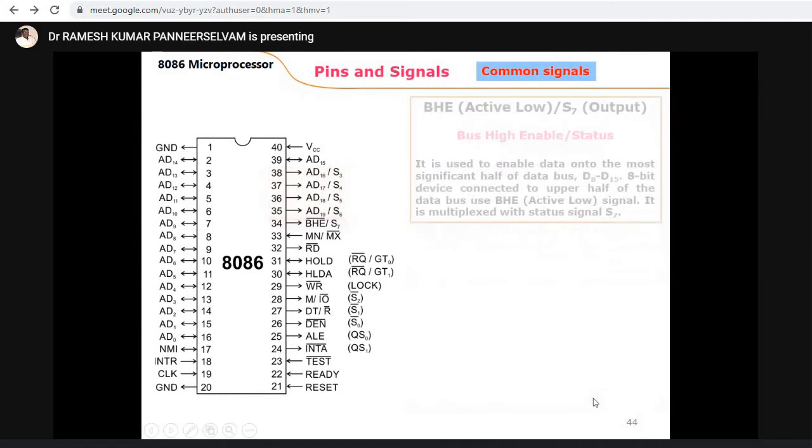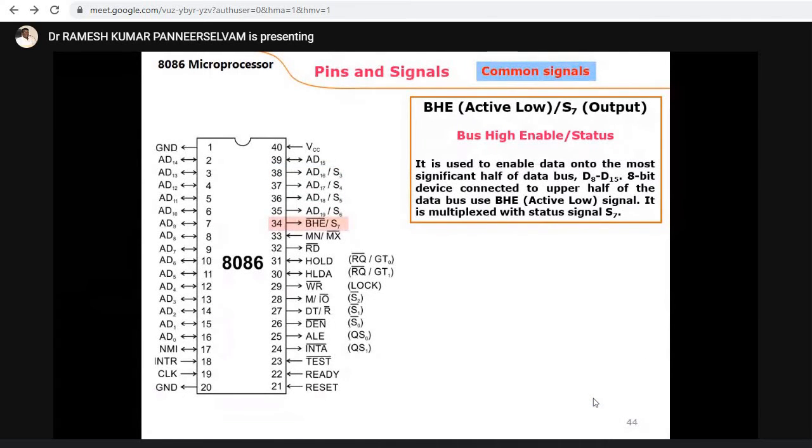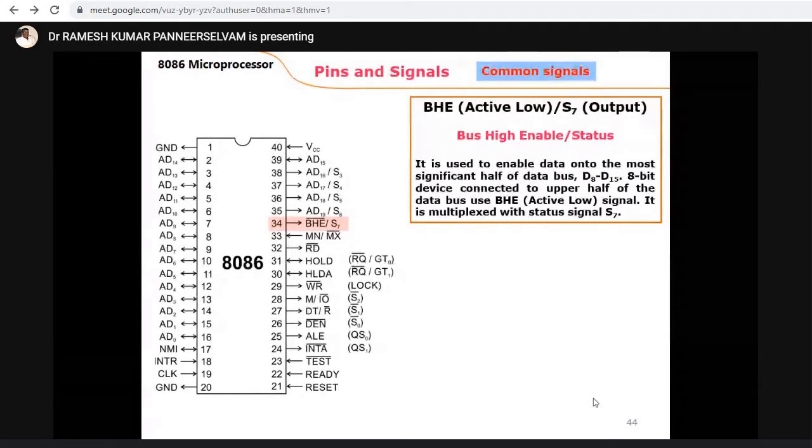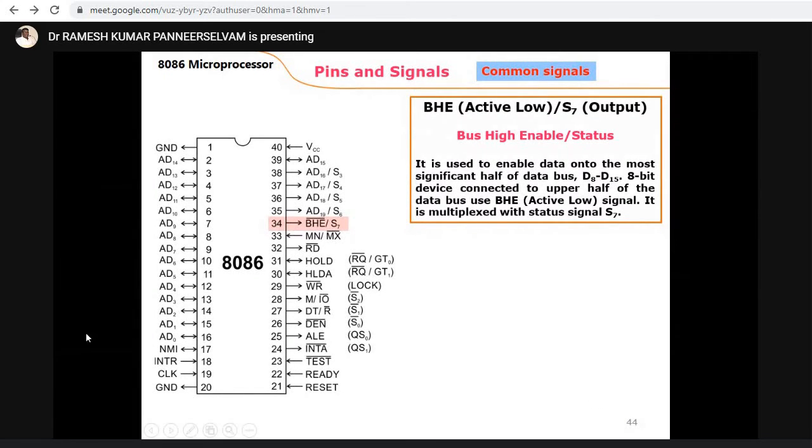Okay? The next one is BHE/S7. This is bus high enable. It is used to enable data. Whenever there is data on D8 to D15, that is indicated through this bus high enable. It is used to enable data on the most significant half of the data bus. When I say MSB, it is D8 to D15. This 8-bit device is connected to the upper half of the data bus. So this bus high enable will be active, meaning logical 0, and it is multiplexed with another status signal, S7. So that is the third one.